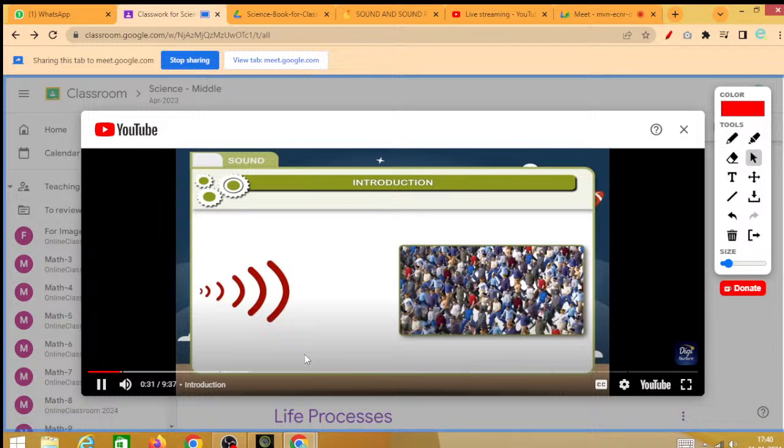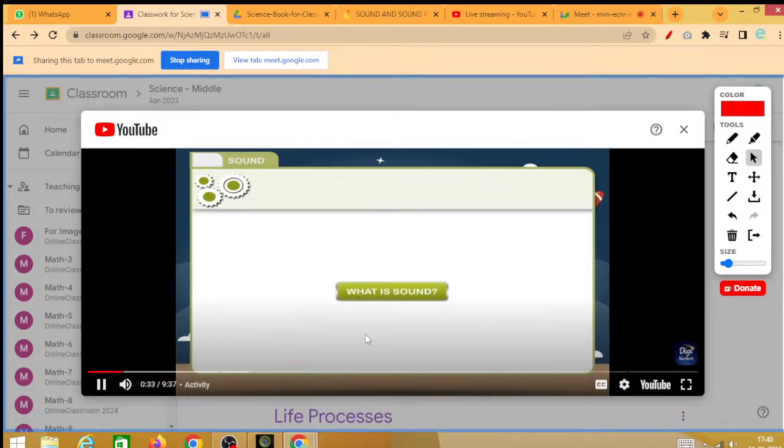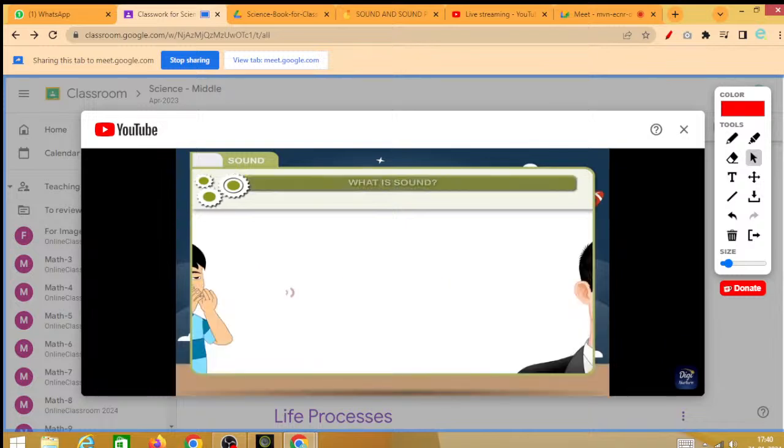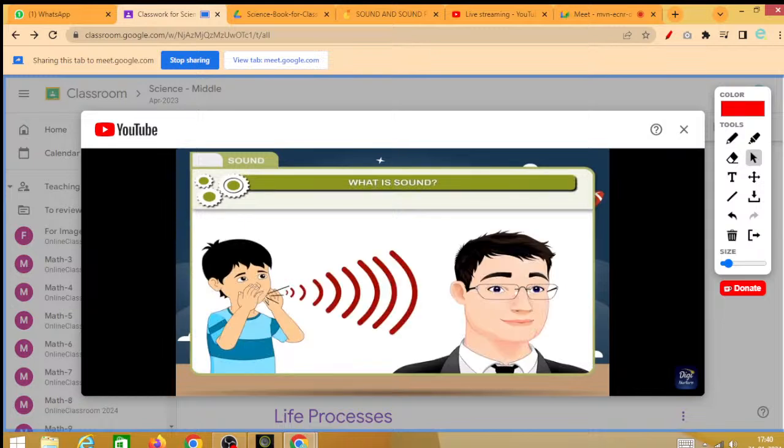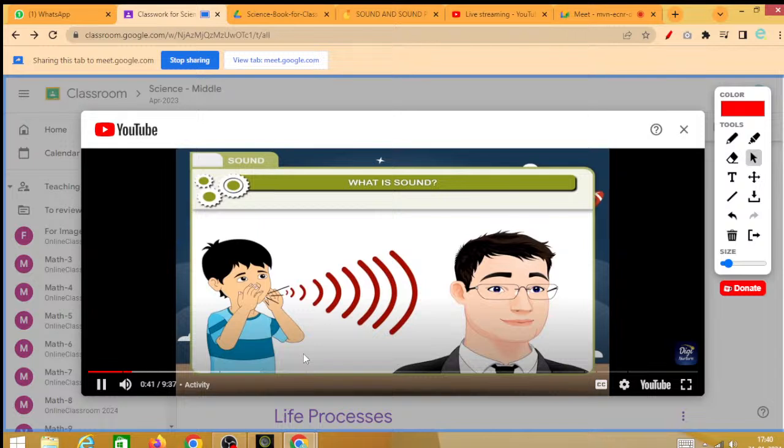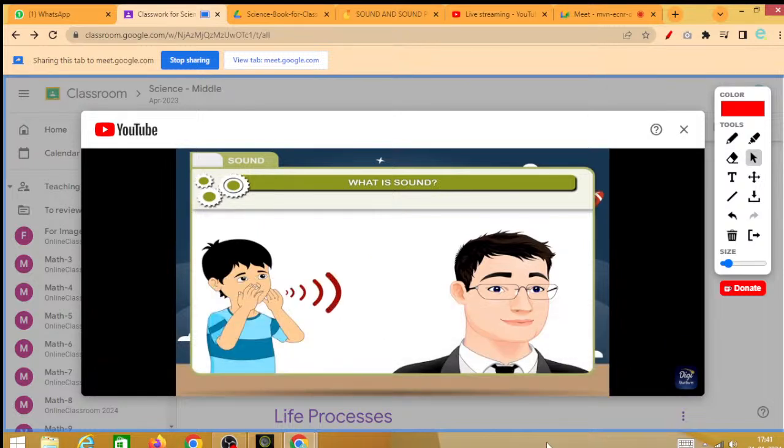Different types of sounds. What is sound? Sound is a form of energy that produces the sensation of hearing. Sound is produced when particles vibrate and move in a pattern called sound waves.